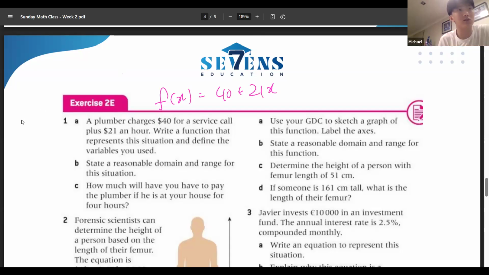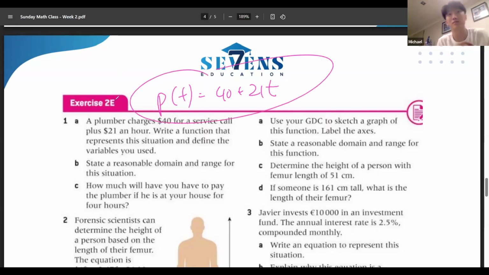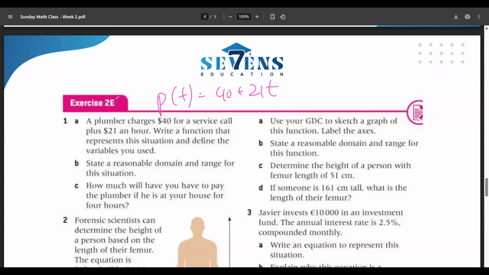Here I'm just going to interrupt you guys. A maybe more interesting notation, because you know it's going to be the price, right? How much price or money or cost. So you can use P instead. And the variable, since it's hours, is time. So why not use T? So we can do something like this as well. No difference, but yeah.